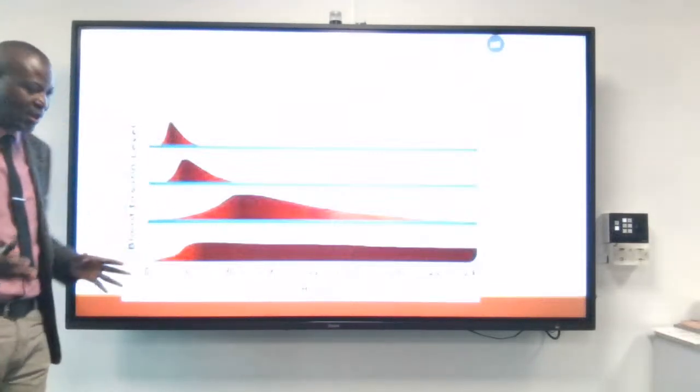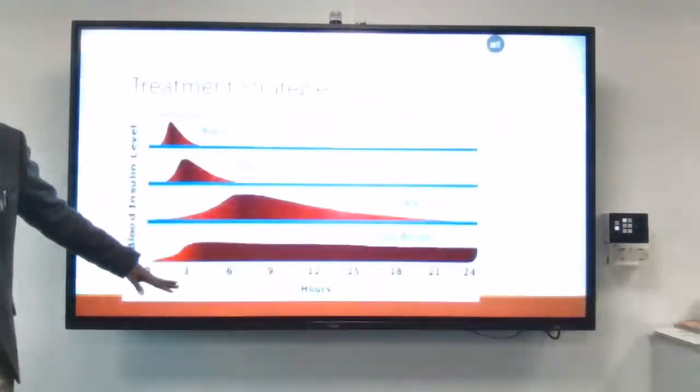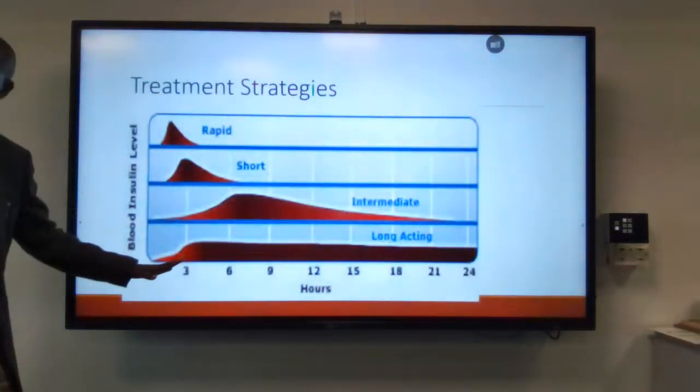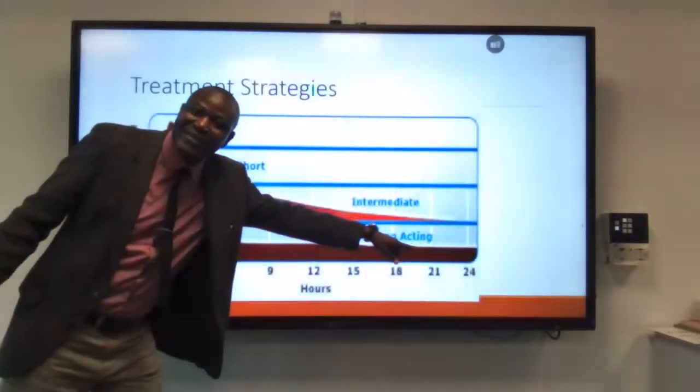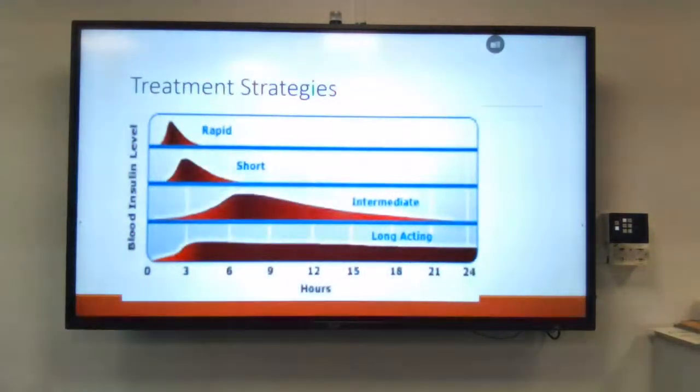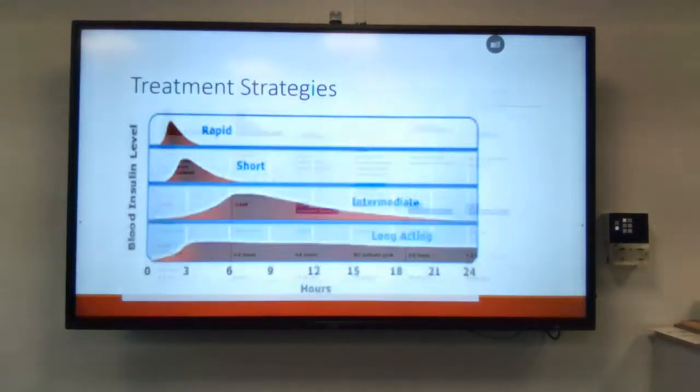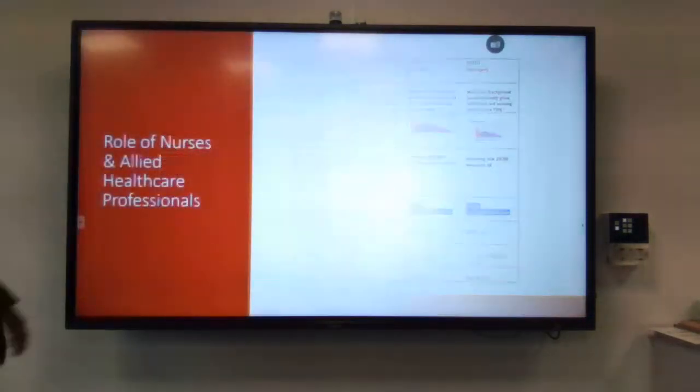But again, you will go for long acting insulin that will be a little bit late before starting action, but longer. In which case the patient will have a lower dosage, because it can be in the bloodstream for the next 24 hours, and these are different types of insulin.